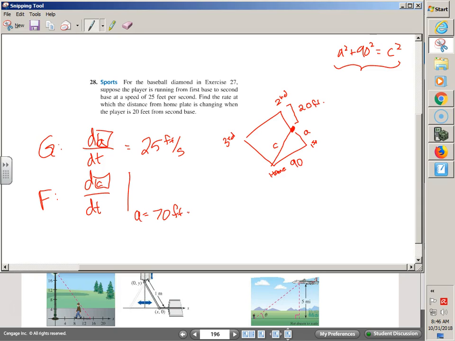Oh, wait, pause. I don't have enough. What are you going to do if you don't think you have enough? Take a breath first, and then be like, I can do it. They gave me enough information. The A is easy, that's going to be 70. The dA/dt is going to be easy because that's 25. Wait, check your units. I have feet and feet. Whew, good. Equals 2.